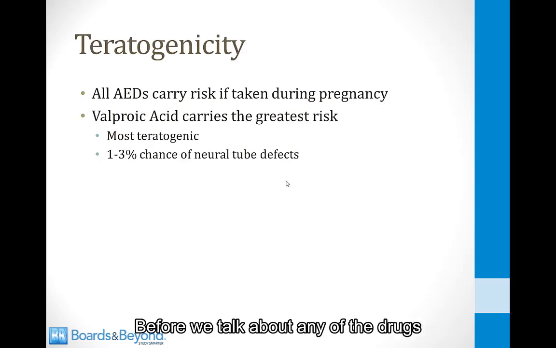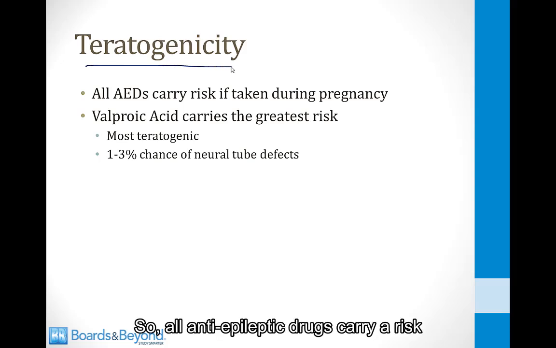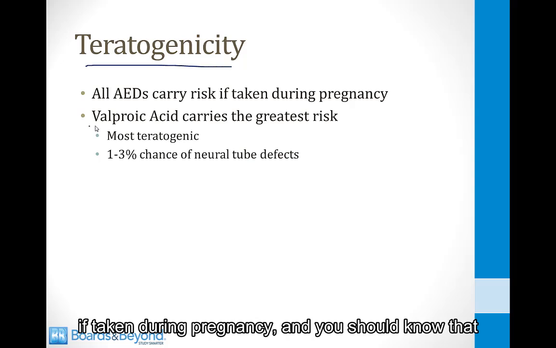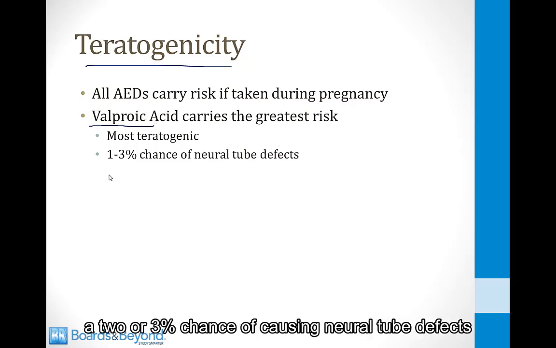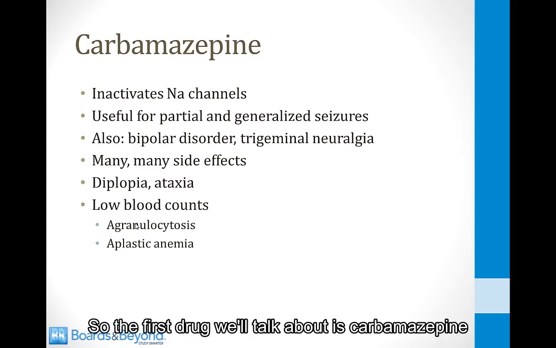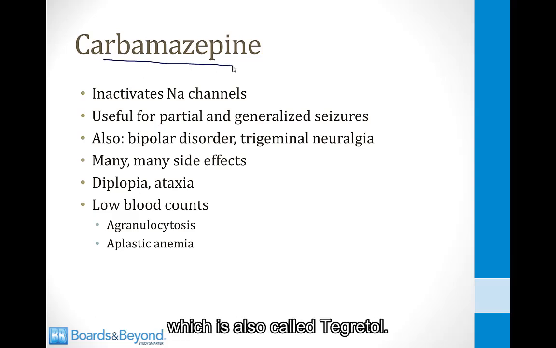Before we talk about any of the drugs, let me mention teratogenicity. So all anti-epileptic drugs carry a risk if taken during pregnancy. And you should know that valproic acid carries the greatest risk. It's the most teratogenic, and it's got about a 2 or 3% chance of causing neural tube defects like spina bifida.